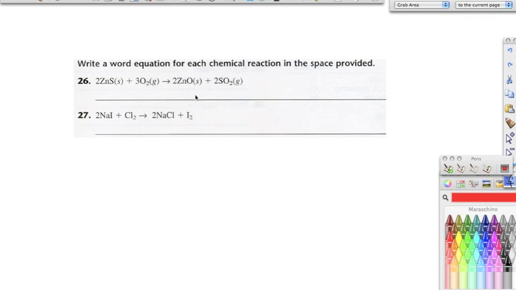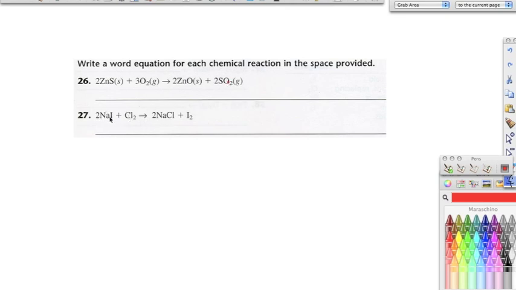And it produces, which in a word equation we would just have zinc sulfide plus oxygen with the arrow. It produces our zinc oxide, because this is ionic. We have zinc and oxygen. And then here we have a covalent compound, so we need to put prefixes, and we have sulfur dioxide. Moving on to the next one.